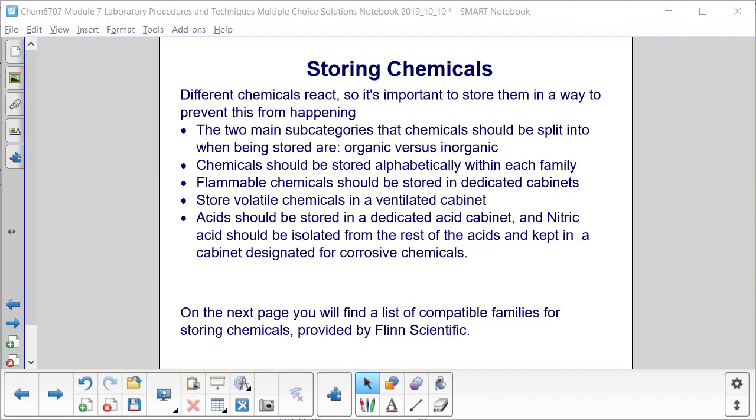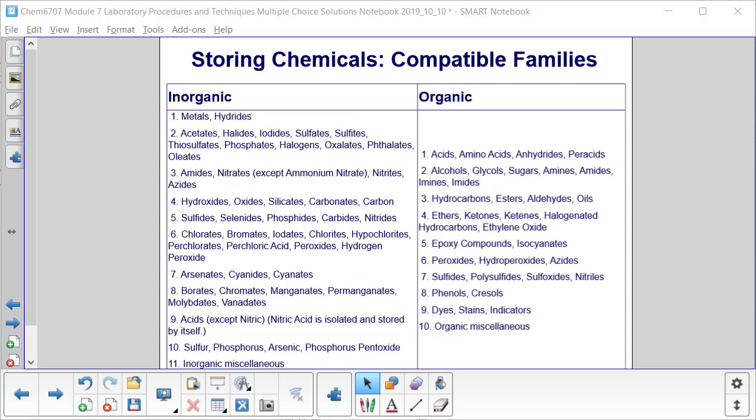On the next slide, we'll go over a list of compatible families for storing chemicals provided by Flynn Scientific. As you can see, we start first by separating into categories of inorganic and organic, and then groups that can be stored together. So inorganic acids can be stored together except nitric, which should be isolated and stored by itself.